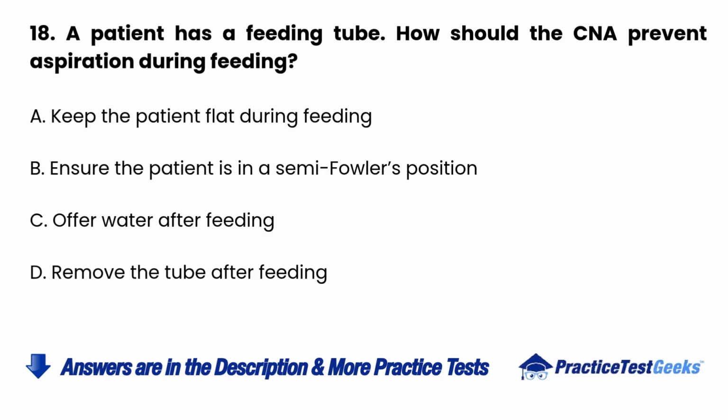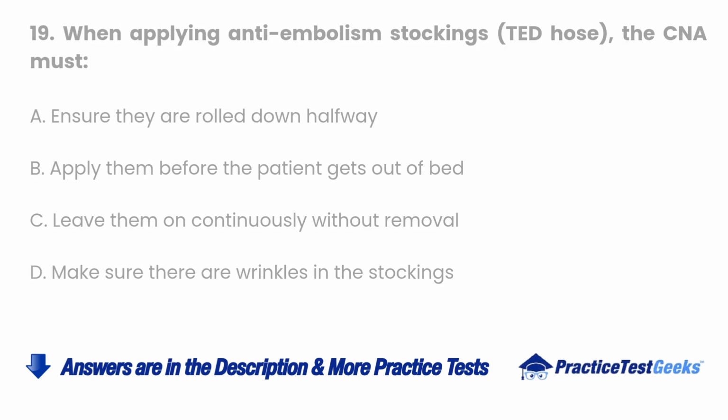18. A patient has a feeding tube. How should the CNA prevent aspiration during feeding? A. Keep the patient flat during feeding. B. Ensure the patient is in a semi-Fowler's position. C. Offer water after feeding. D. Remove the tube after feeding.